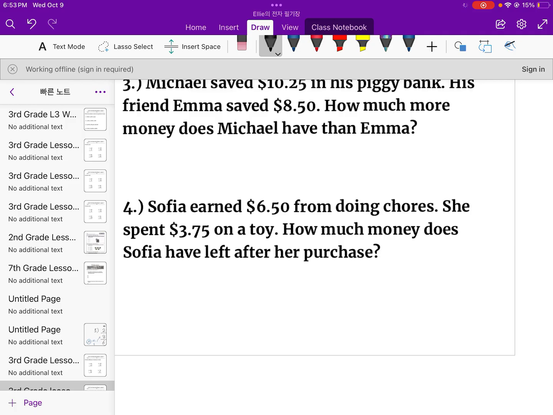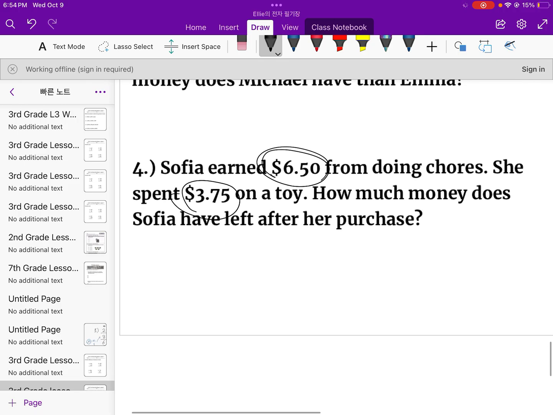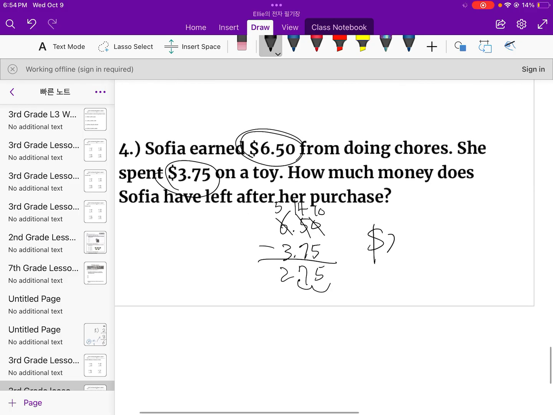For number 4, Sophia earned $6.50 from doing chores. She spent $3.75 on a toy. How much money does Sophia have left after her purchase? So she earned this much, and she spent $3.75. So we'll subtract it again. We'll borrow 1 from 5 because 0 is less than 5. So 4, 10 here. So 10 minus 5 is 5. And we're going to borrow another 1 from 6 because 4 is less than 7. So 14 minus 7 is 7. And 5 minus 3 is 2. And we move decimal places. And she has $2.75 left.